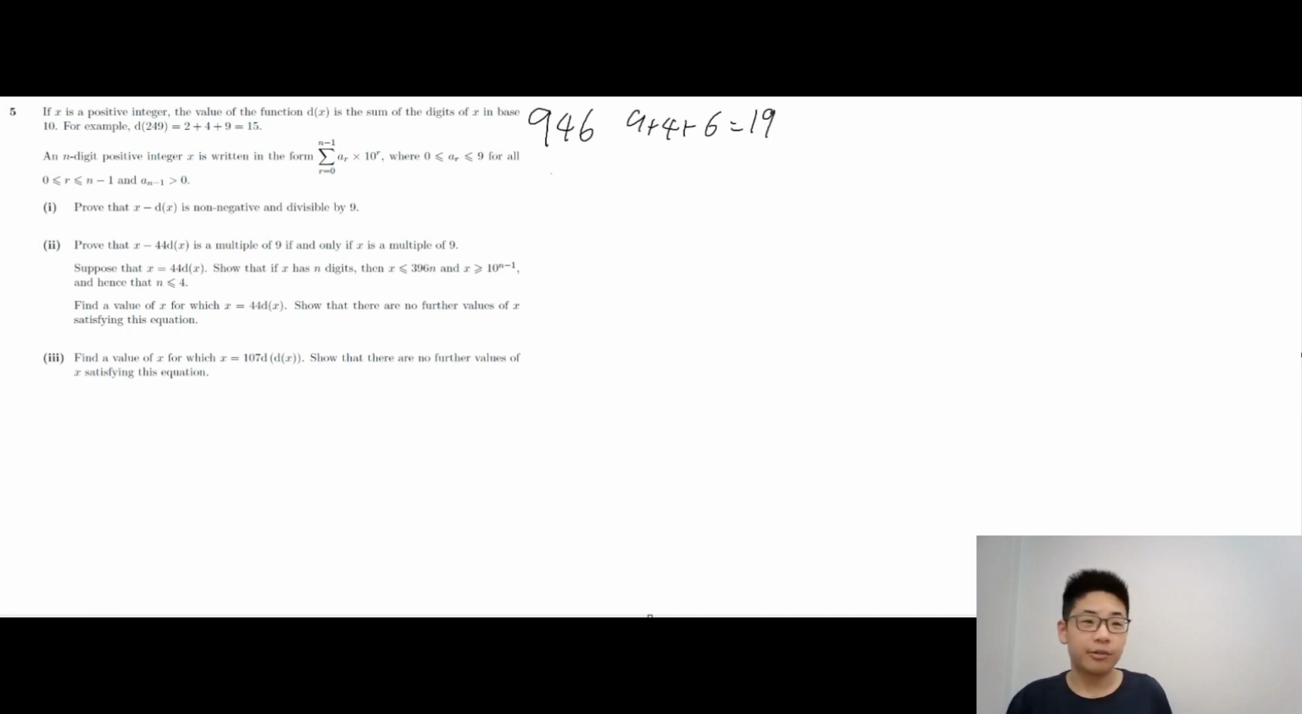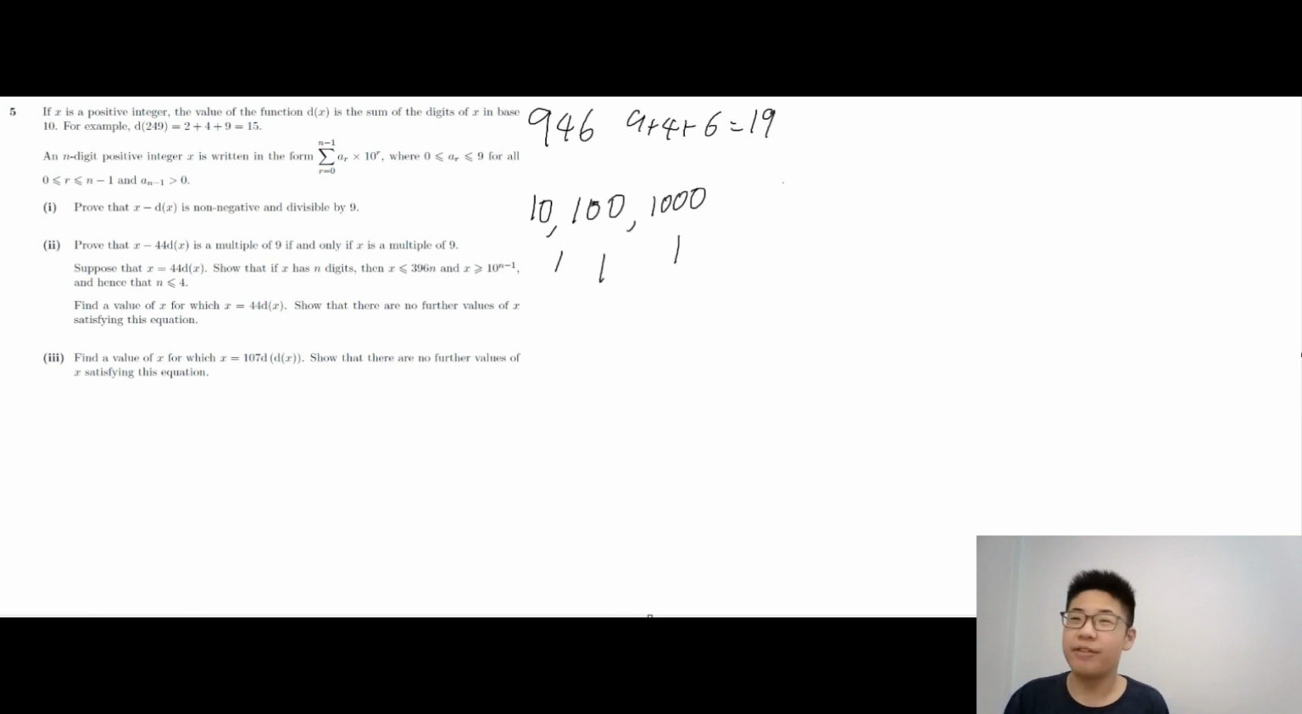Now, prove that x minus d(x) is non-negative and divisible by 9. To do this, we need to consider the powers of 10: 10, 100, 1000, etc. Now, if you take the remainders modulo 9, you get 1, 1, and 1. And if you think about it, they actually have 1 all over the place, because if you have a string of n 9s, where n is some integer, then it will automatically be divisible by 9. So that means d(x) is equal to x modulo 9.